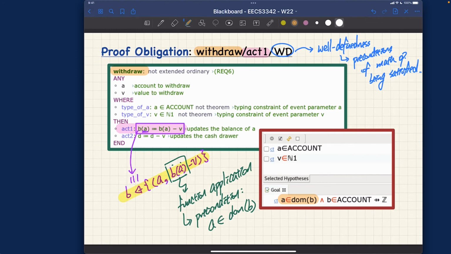And also, there's another one over here. By the way, this one is actually something to make sure the invariant is also maintained, right? Remember we said before, every event must also maintain the invariant. So this is to make sure that after this particular action, B is still a partial function between account and integer. But this is not the issue over here. Let's focus on this. This one is not being discharged.